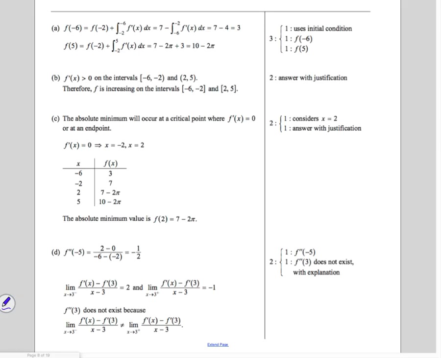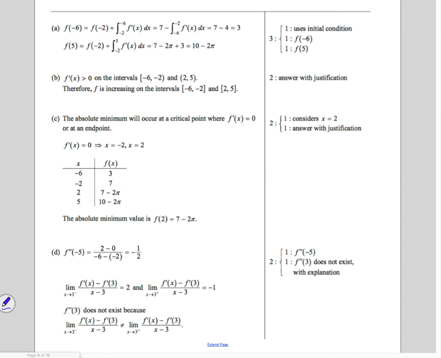All right, so scoring. For part A, we got 3 points. 1 point for using the initial condition somewhere, so the f of -2 value. 1 point for finding f of -6, and 1 point for finding f of 5. For part B, we got 2 points, so having the answer, but also with justification.